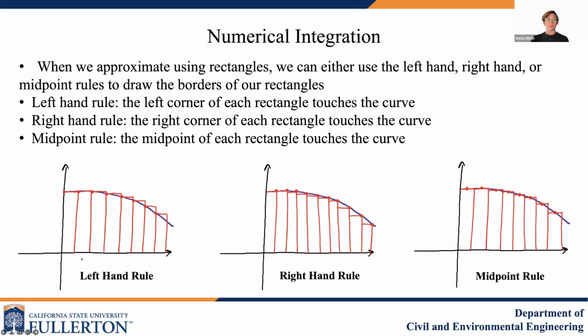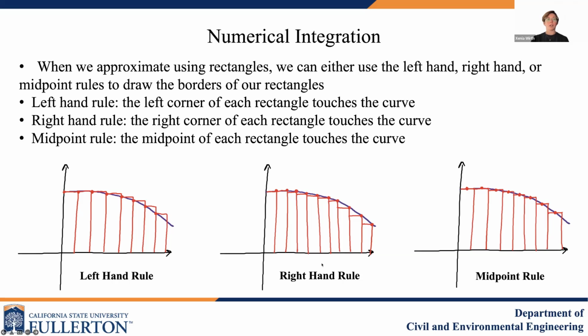For the left-hand rule, the left corner of the rectangle touches the curve. In this example, we have a curve shown in purple here that is underneath my rectangles, and we're approximating the area of that curve using a series of rectangles. But you see that the corner on the left of each rectangle is actually touching the curve. This method tends to over-approximate the area because we have extra area of rectangles that are above the curve and shouldn't be the area under the curve.